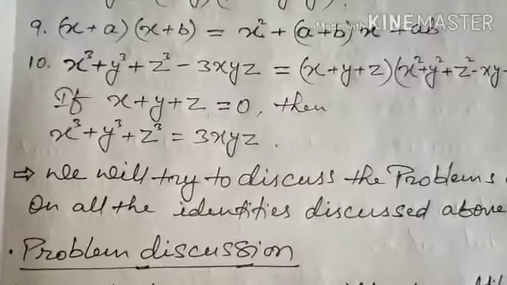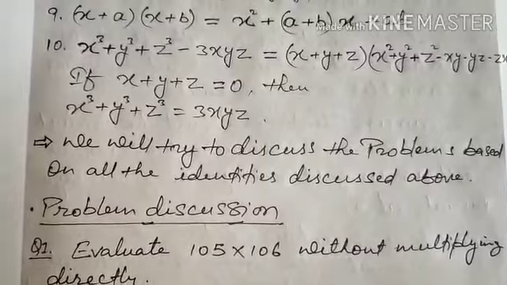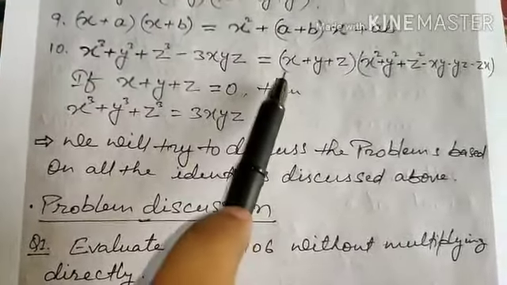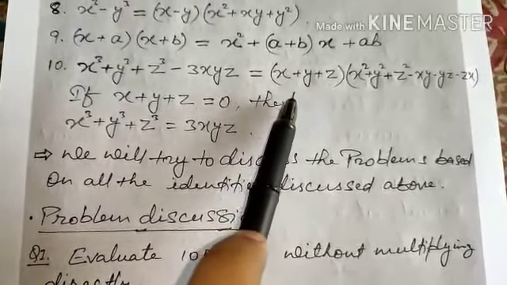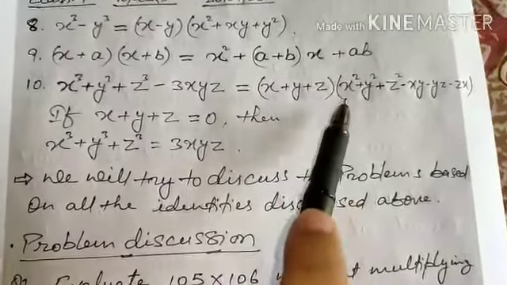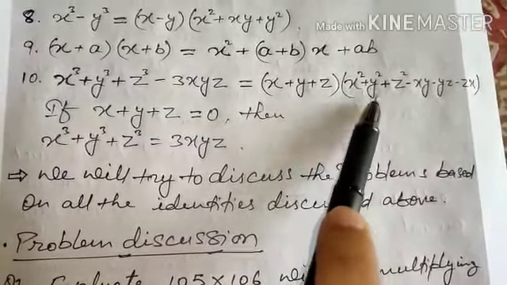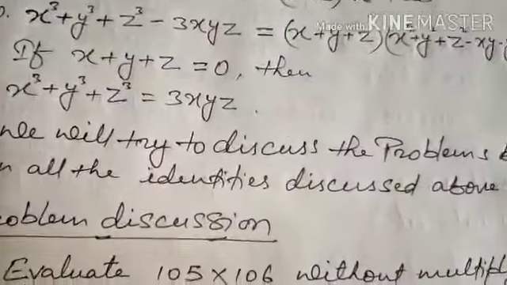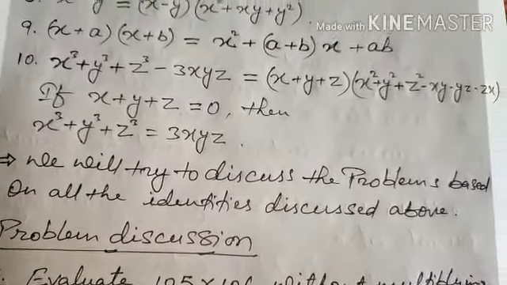x cube plus y cube plus z cube minus 3xyz. In this way you have to remember. Simply write first the sum of all the three variables, that is x plus y plus z. Close it under the bracket and then open a new bracket, that is the multiplication: x square plus y square plus z square minus xy minus yz minus zx. It is not very hard to remember. See, x cube plus y cube plus z cube minus 3xyz is equal to x plus y plus z.